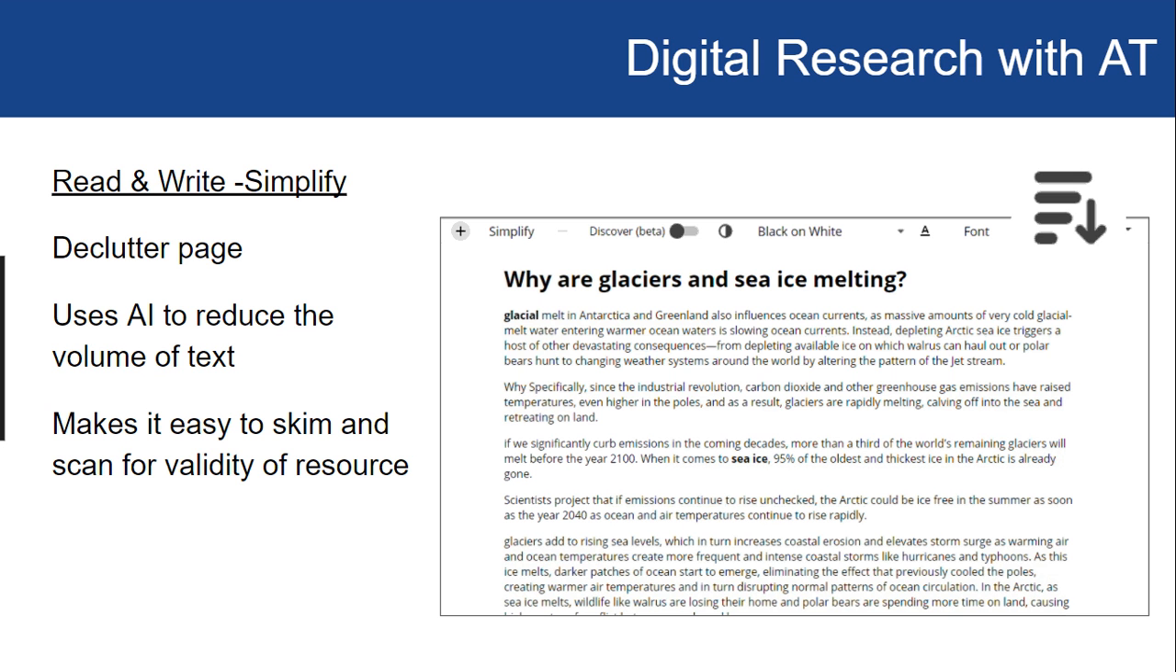So the first tool we're going to be talking about today is the Simplify tool, which can be found in Read and Write. How it works is it uses artificial intelligence to look at text on the internet and shrink it down to what it considers the most important information. The benefit of this for researching is that it makes it super easy for students to skim and scan through what is there and determine if this is actually going to be a viable article for them to use. So we're going to give this a shot.